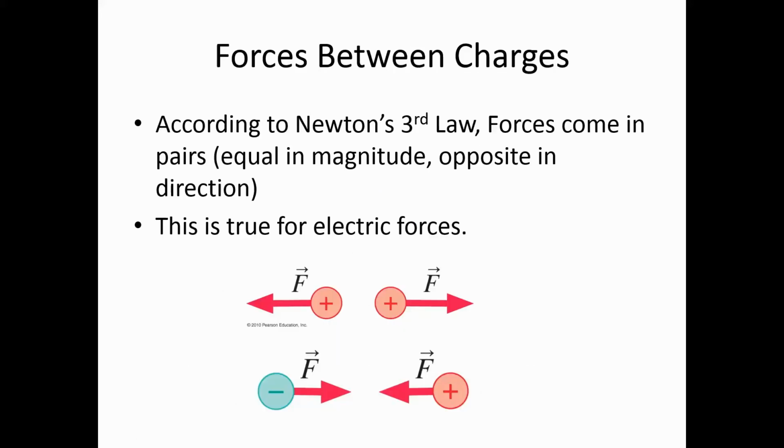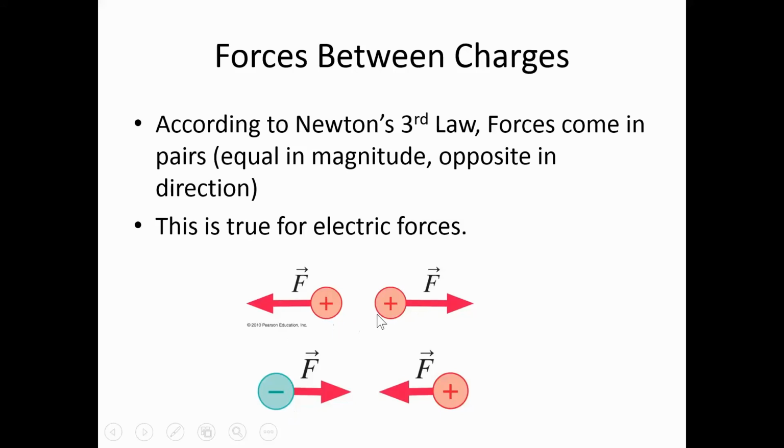So according to Newton's third law, all of our forces are going to come in pairs. Every force has an equal and opposite force that goes back. If you push on the wall, the wall pushes back on you with the same force. This is also true for electric forces. So the force that this positive charge exerts on this positive charge equals the force that this positive charge exerts on this positive charge. The magnitudes of these forces are the same. They're equal in magnitude, but they're opposite in direction. You can see one goes to the right and one goes to the left.